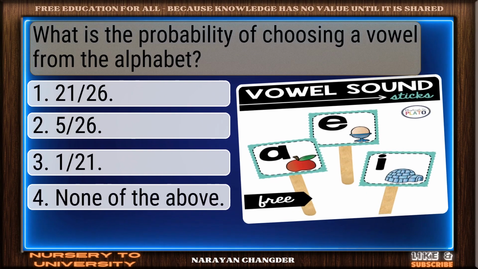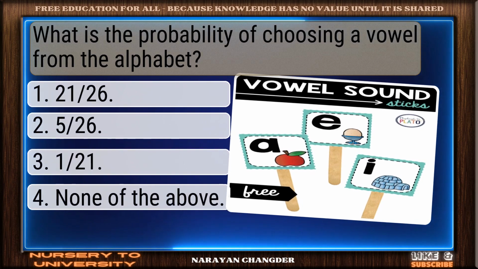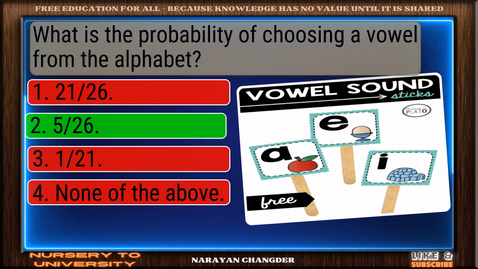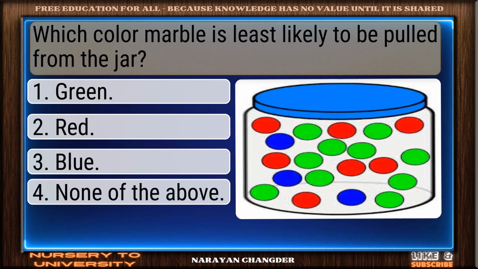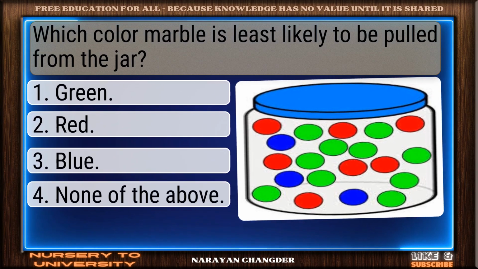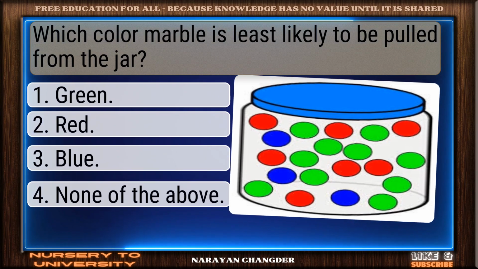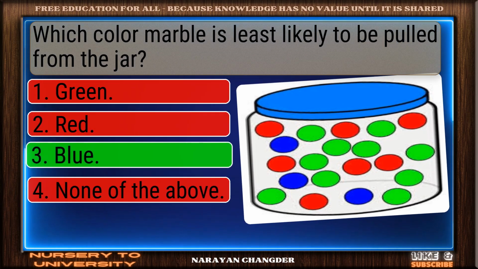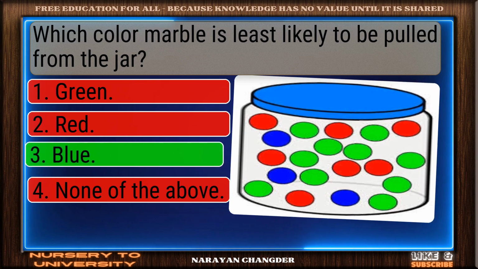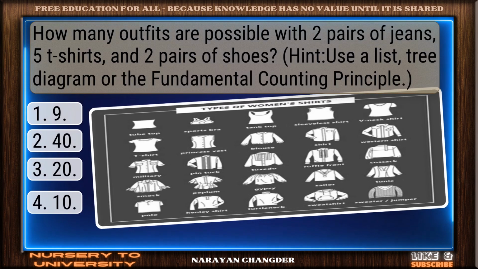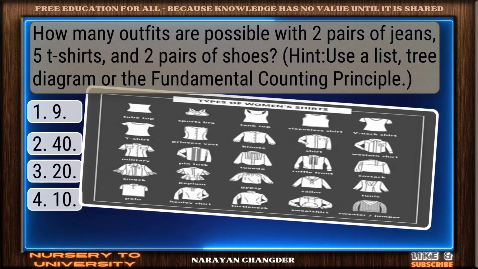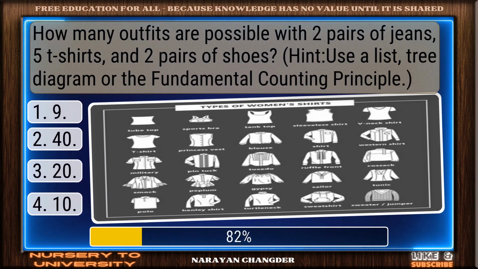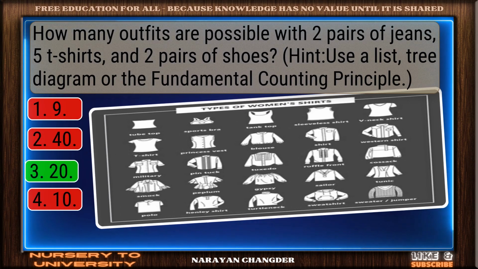What is the probability of choosing a vowel from the alphabet? Good thinking. 5/26 is right. Which color marble is least likely to be pulled from the jar? Well done. Blue is right. How many outfits are possible with 2 pairs of jeans, 5 t-shirts, and 2 pairs of shoes? Clear logic. 20 is sound.